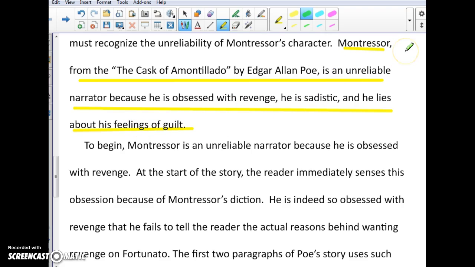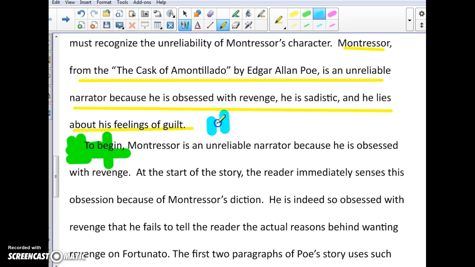The thesis reads, Montresor from The Cask of Amontillado by Edgar Allan Poe is an unreliable narrator because he is obsessed with revenge, he is sadistic, and he lies about his feelings of guilt. So now to actually review and talk about our steps to a body paragraph. The first step, number 1, is a transition word or phrase. So this student uses the words "to begin."